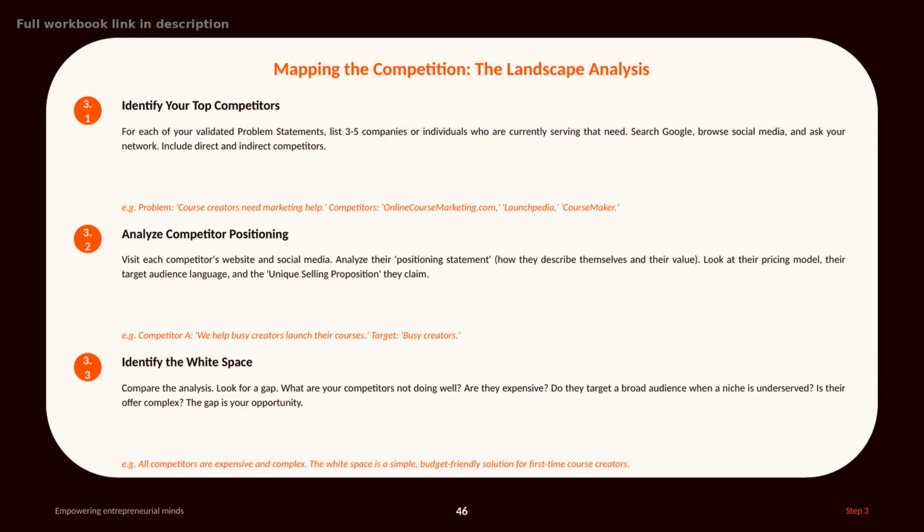For each validated problem statement, list 3 to 5 companies or individuals currently serving that need. Search Google, browse social media, ask your network, and include both direct and indirect competitors. Say your problem is course creators need marketing help. Your list might include onlinecoursemarketing.com, Launchpedia, and CourseMaker. Next, visit each competitor's website and social media and analyze their positioning statement, how they describe themselves and their value, along with their pricing model and target audience language.